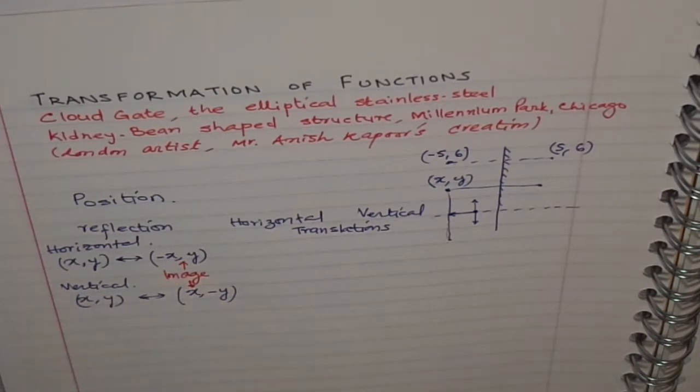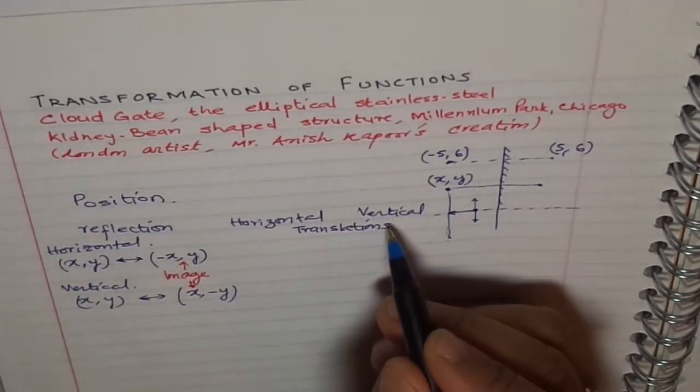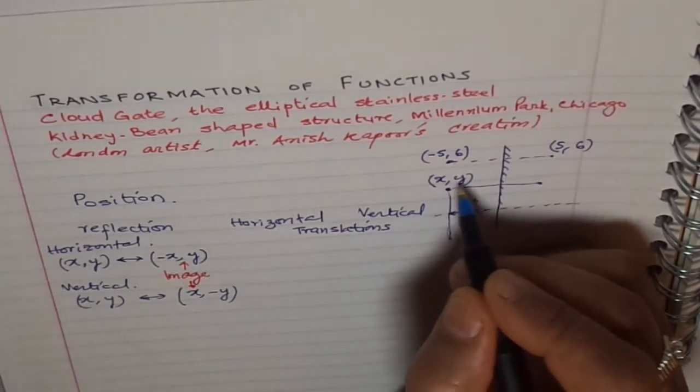Okay. Now we'll see what happens when we translate horizontally or vertically. Well, let's take an example. Let's go with the same coordinate points.